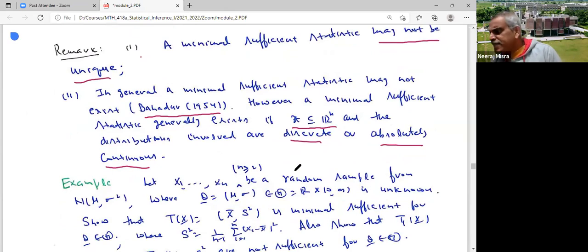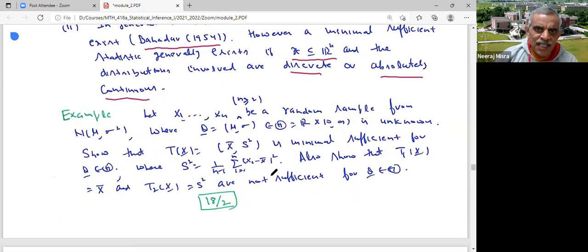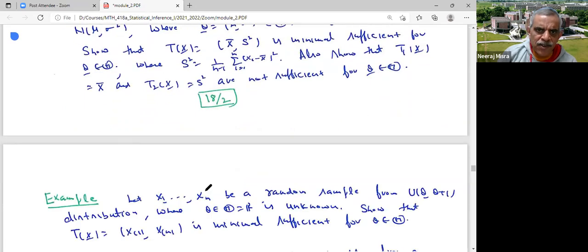So what you should know is, in general, a minimal sufficient statistic may not exist, but for all the examples which you will consider in this course, you will observe that a minimal sufficient statistic always exists. Now let's go to this example: X1, X2, ..., Xn a random sample from normal(mu, sigma square), where both mu and sigma are unknown, so that T(X) equal to (X bar, S square) is a minimal sufficient statistic for theta, where S square is this. Also, T1(X) equal to X bar and T2(X) equal to X square are not sufficient for theta.